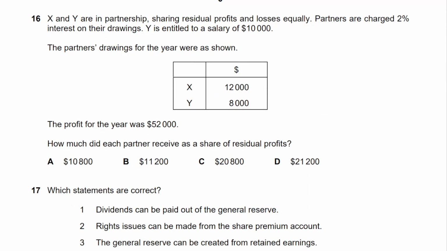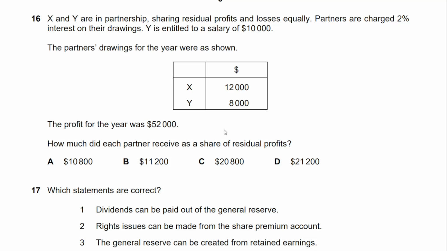Number 16. X and Y are in partnership, sharing residual profits and losses equally. Partners are charged 2% interest on their drawings. Y is entitled to a salary of 10,000. The partners' drawings for the year were as follows. The profit for the year is given to us. How much did each partner receive as a share of residual?